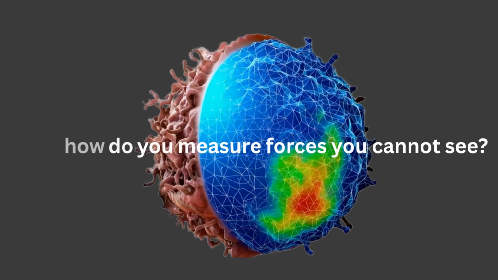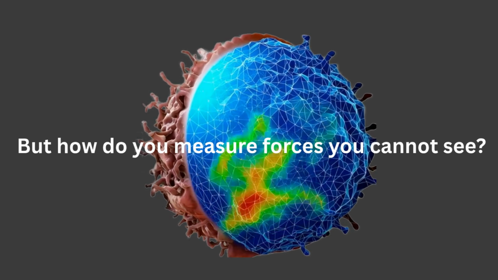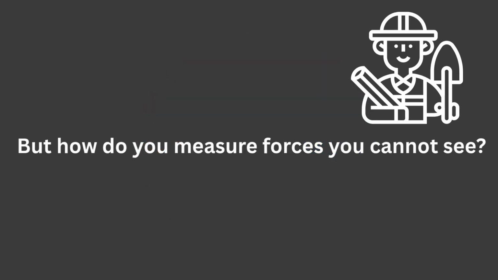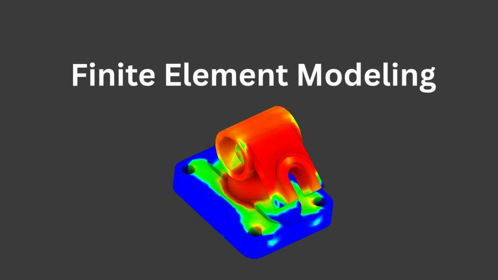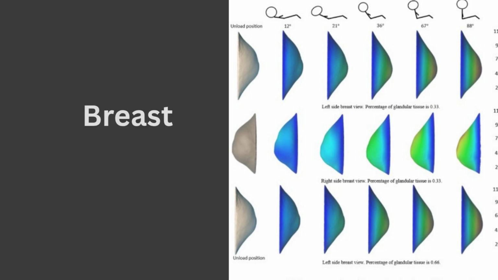But how do you measure these forces that you cannot see? Many civil engineers know the answer for that. We can model the mechanical side of cells using the famous finite element model. One remarkable application is breast elastography.